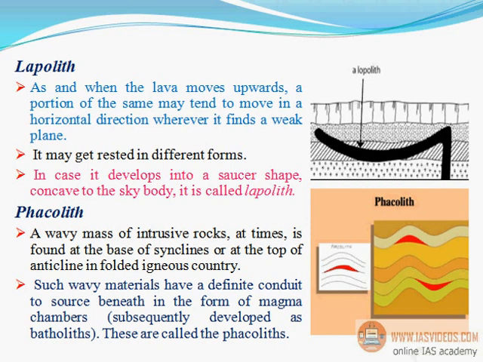Phacolith. A wavy mass of intrusive rocks, at times, is found at the base of synclines or at the top of anticlines in folded igneous country. Such wavy materials have a definite conduit to the source beneath in the form of magma chambers, subsequently developed as batholiths. These are called the phacoliths.